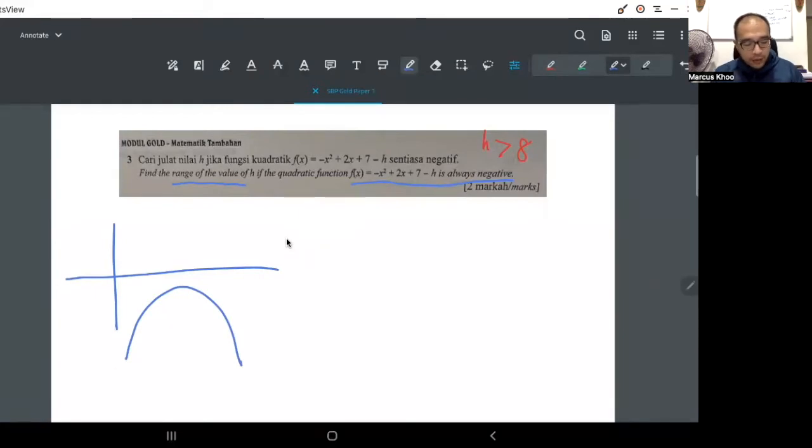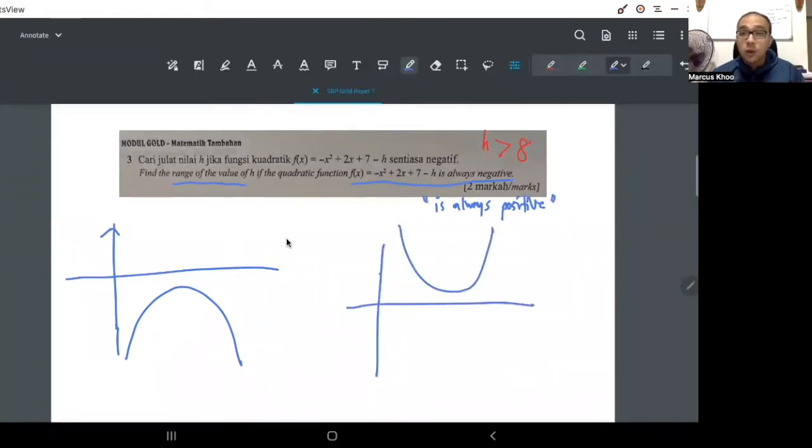It's always negative means that it is never going to touch the x-axis. Likewise, if you see the words "is always positive", it also means the same thing. It will be something like this. It's always positive value.